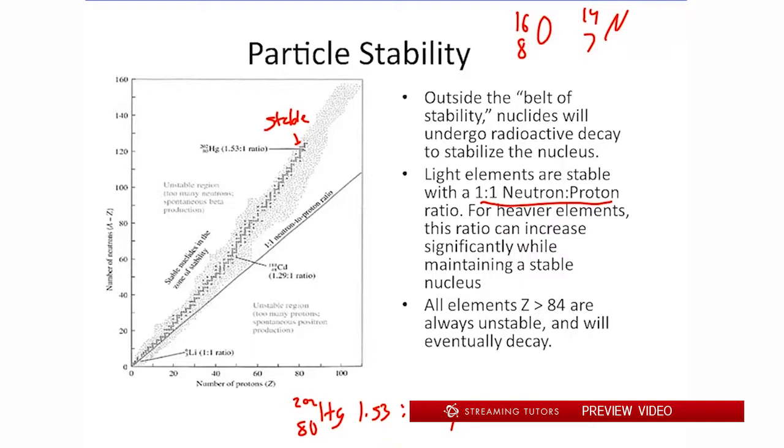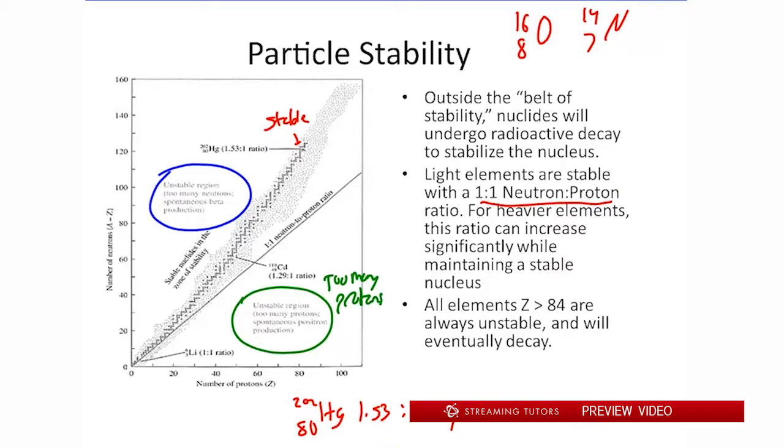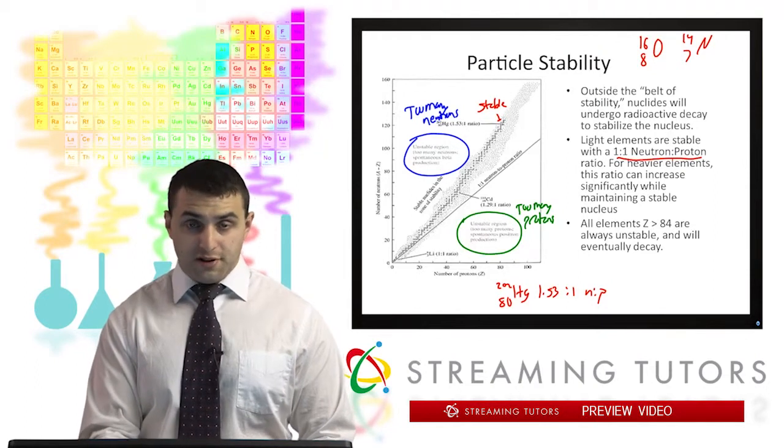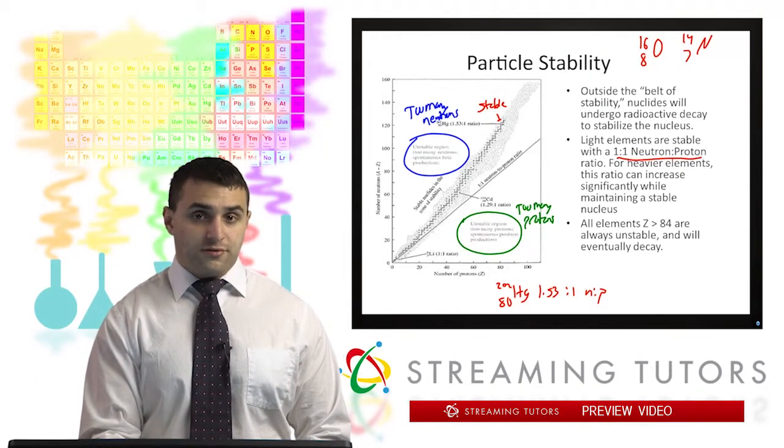So what we can see then is there's two kinds of scenarios for unstable particles. An unstable particle would either be above this belt of stability, or it could also be below the belt of stability. Down here we have too many protons. That means our ratio is too low. And then up here we have too many neutrons. So our ratio is too high. So any kind of unstable isotope will have one of these two extrema. It'll either have a too high neutron to proton ratio or a too low neutron to proton ratio.